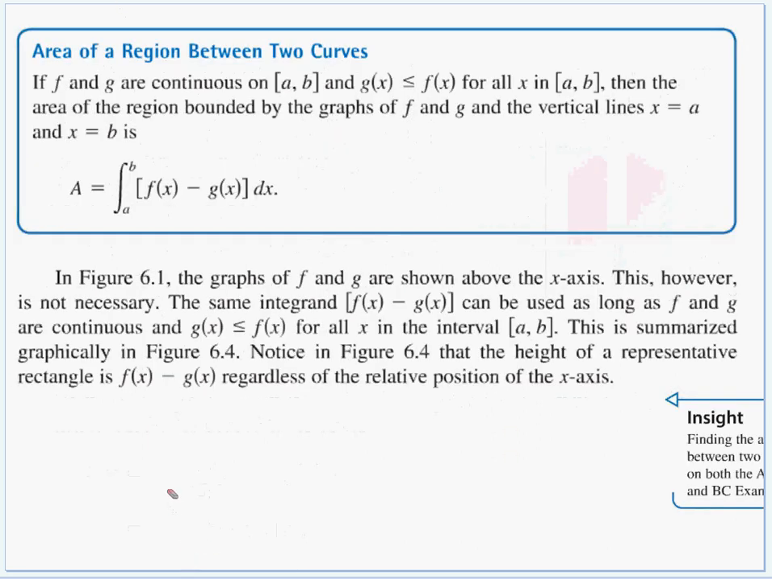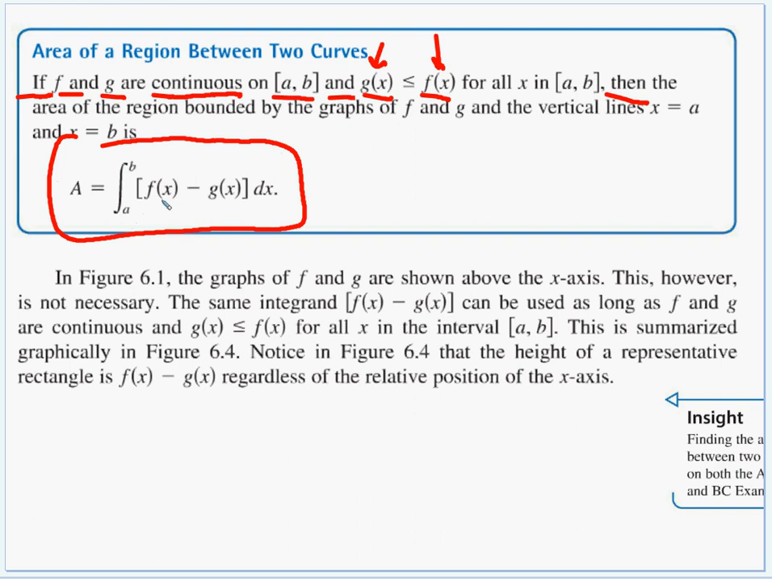So we got our definition here in the box. The area of a region between two curves. Let's read our setup, our if statement. If f and g are both continuous on an interval, and g is less than or equal to f for all x's in the interval, that just means g is on the bottom, f is on the top. Then the area of the region bounded by the graphs of f and g and the vertical lines x = a and x = b is, here's our definite integral setup. We set up a definite integral from a to b of the quantity f of x minus g of x dx.